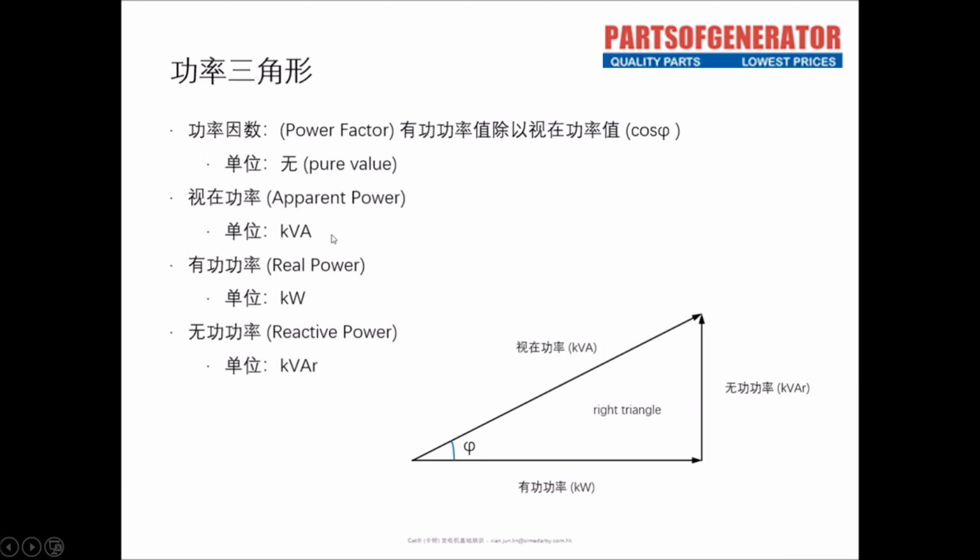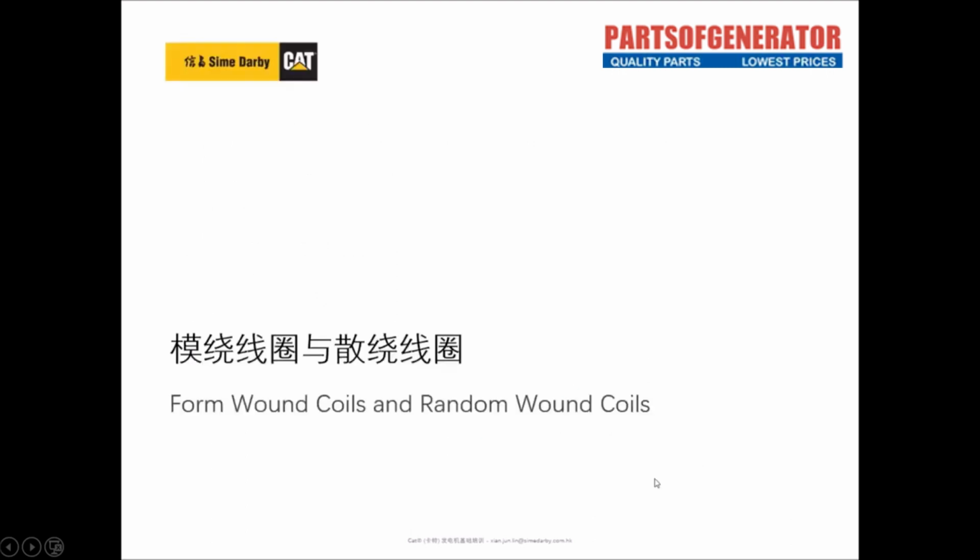Here we also need to introduce the concept of power factor. The so-called power factor is the active power divided by the apparent power. The value of the power factor is equal to the cosine value of this angle in the power triangle. We generally abbreviate the power factor as PF. Its value is equal to cos phi, which is unitless.